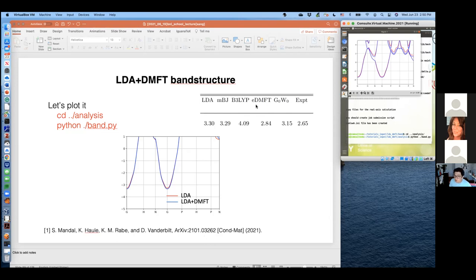However, if they use a different double counting scheme, in this case the so-called exact double counting scheme, it's 2.8, and within the G0W0, it is 3.15. So you can see that for this particular topic, which is the bandwidth of the simple metal, double counting is really important. If we compare their calculation and our calculation, the only difference is the double counting scheme. But if you use a different double counting scheme, sometimes you will be able to get 2.8, which is much closer to the experiments.